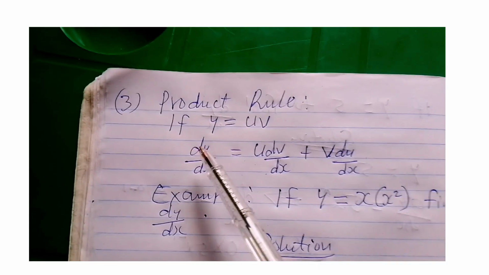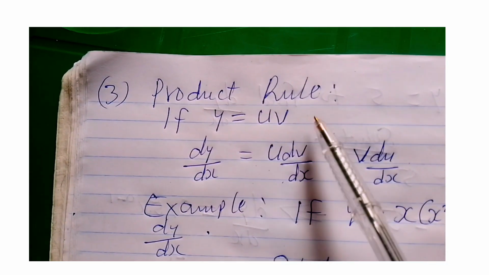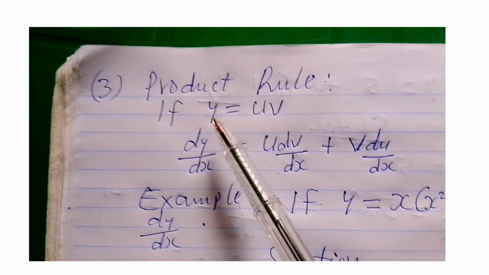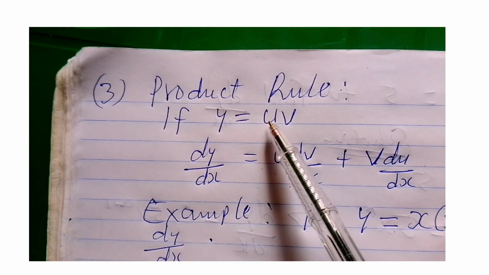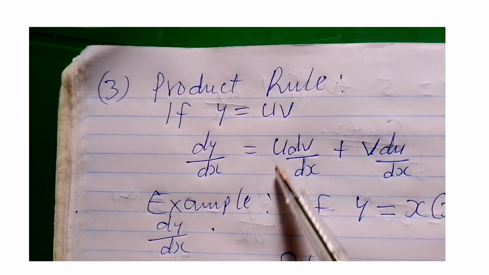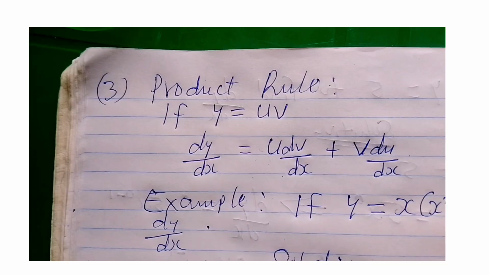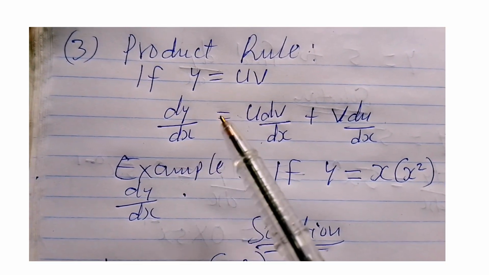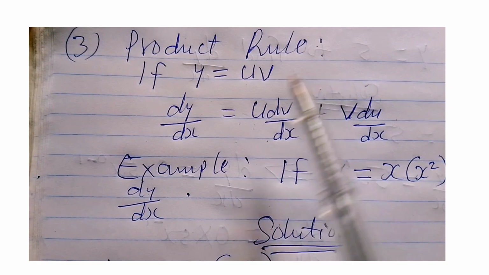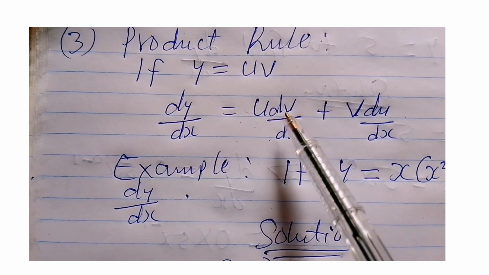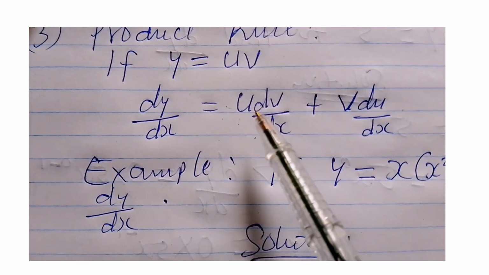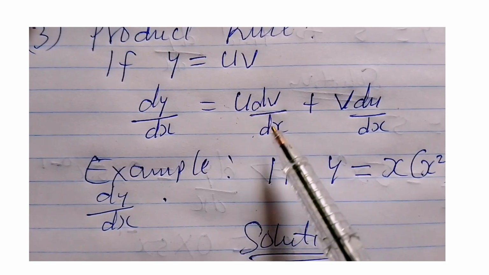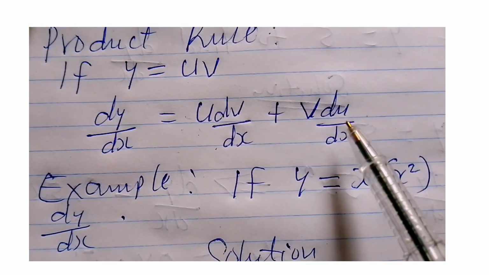You say that we use the product rule when two functions are being multiplied together, right? Now you have y equals uv. u stands for one function, v stands for another function. When these two functions are multiplied, we use what is called the product rule. And for us to apply the product rule to find the derivative of the function, which is dy over dx, this is the formula. dy over dx equals u times dv over dx plus v times du over dx.